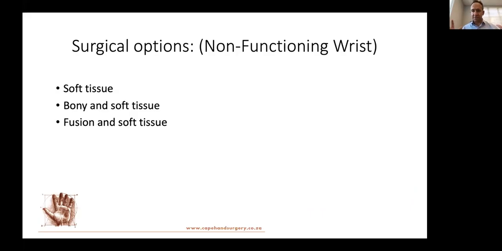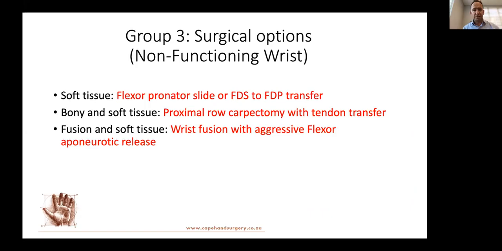So soft tissue, yes, you can release the volar structures, and sometimes it's very important. And then bony and soft tissue. So the options are a fusion and, obviously, soft tissue. So first of all, what are your soft tissue options? Always some transfers, which I don't think at this stage are really going to make a difference. And then obviously the proximal row carpectomy shortens the unit, and you can then do a transfer.